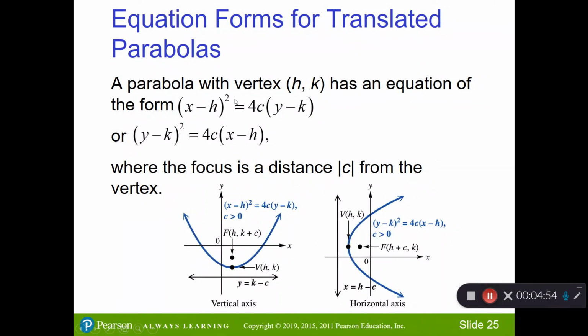Now, if I'm shifting left, right, up, down, I'm moving the vertex. So remember, again, our shifts are x minus h, y minus k will give me that vertex at h, k. If the x is squared, then my parabola is opening up or down. And if the y is squared, then I'm opening left or right. Again, this 4c out in front of the other shifted term, the c part tells me how much I move from the vertex to get to the focus and the directrix.